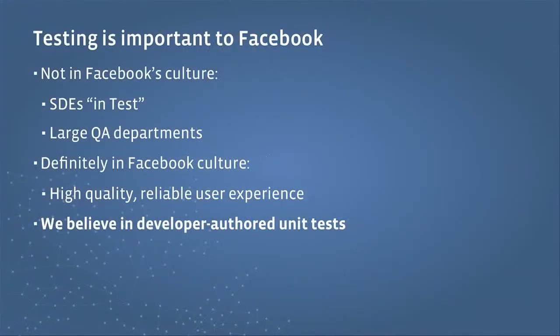So we don't have test engineers. On some teams I've worked on in the past, as an engineer, you write the code, you ship it over the wall, and then you have QA try things out, and hopefully they find the bugs, and then they send them back to you, and you have to make a decision as to what's going to get fixed or not. We don't have QA departments, and we don't have test engineers. But what is in Facebook's culture is high-quality apps and reliable user experience. And so in order to enforce this, we rely on our engineers to include developer-authored tests.